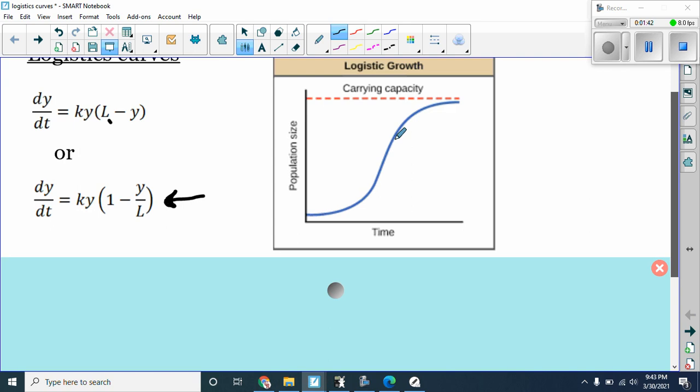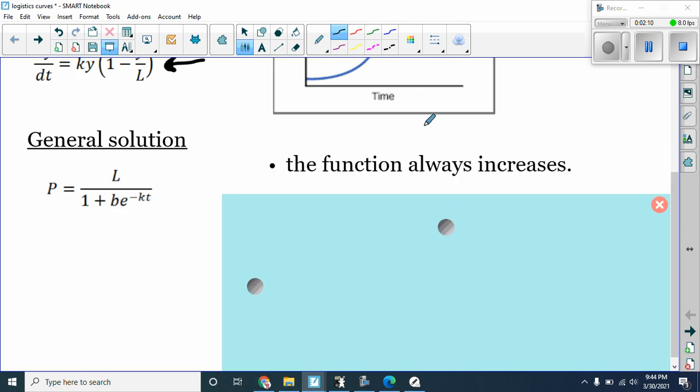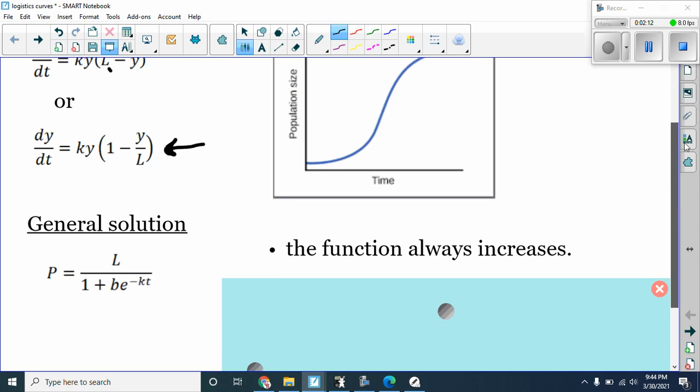The equation for this curve is given by the general solution. P is equal to L over 1 plus B e to the KT. Or P equals L over 1 plus B e to the negative KT. B is not the initial population, but it's determined by the initial population. And then some important characteristics about this logistic curve. The first, the function is always increasing. It's always going up.